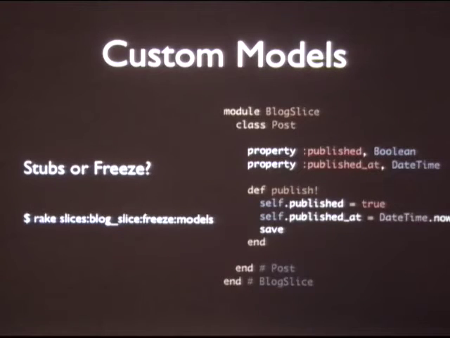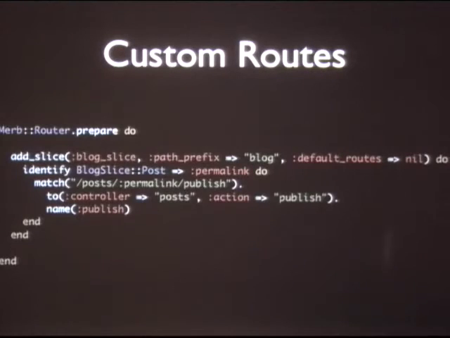So you can extend the models. It's all really just monkey patching to customize a slice. It just uses Ruby's open classes, so it's not really a lot of magic in it. It's just open classes. You can set your custom routes. The identify block is available inside the router, so we can match to a permalink or a slug and provide our publish action. So we've extended the slice there, put a custom action on it, and we can route to it.